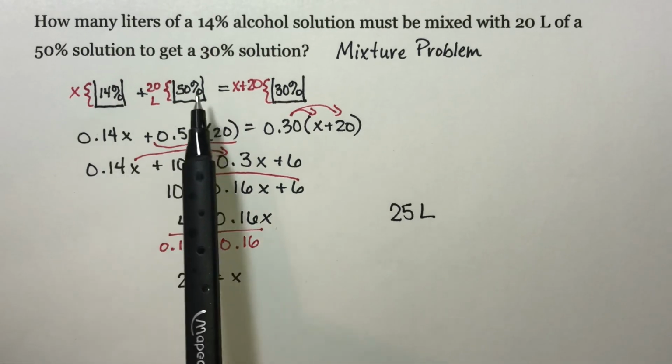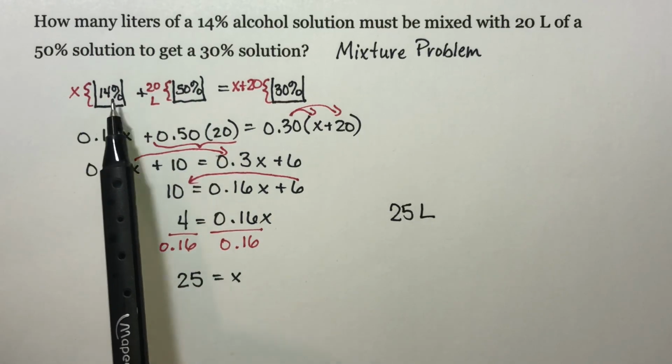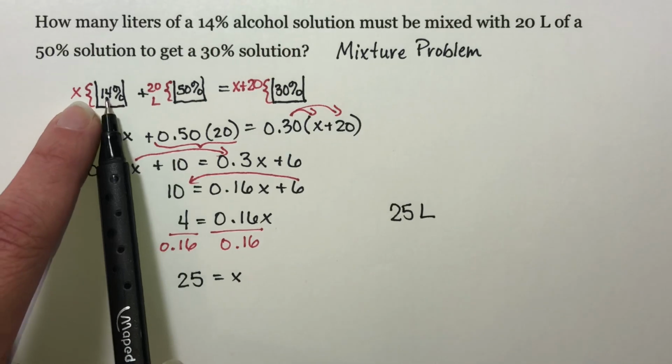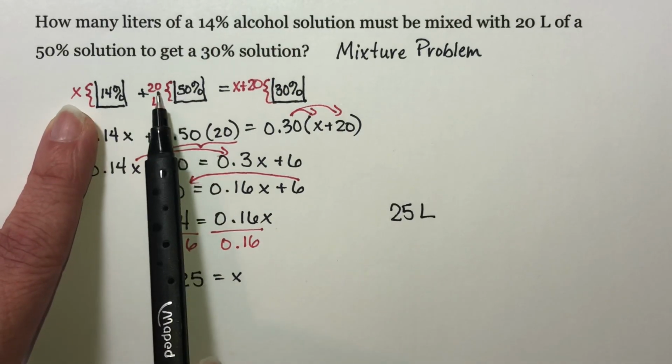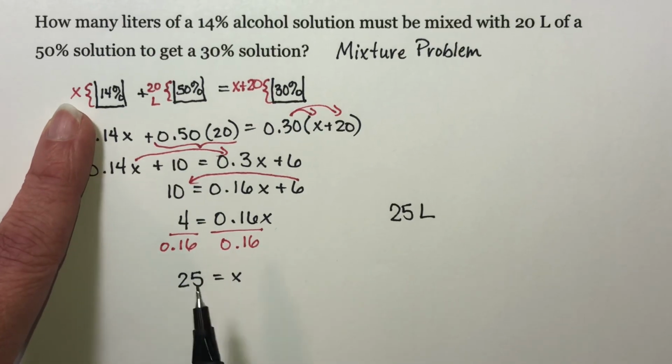Whichever one you are closer to, that's the one you need more of. So since we were closer to 14, we should have more fluid than we have here. So our answer should be larger than 20, and it was. So that makes sense.